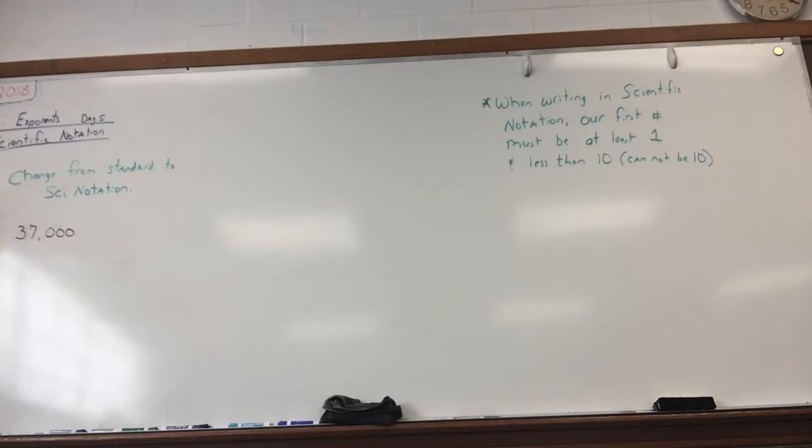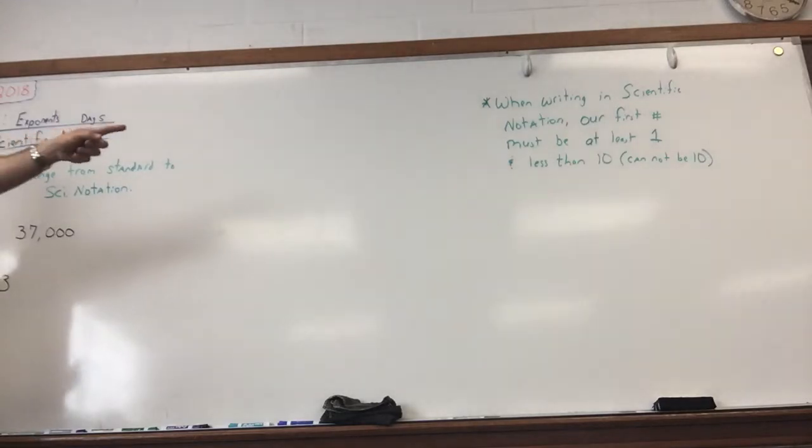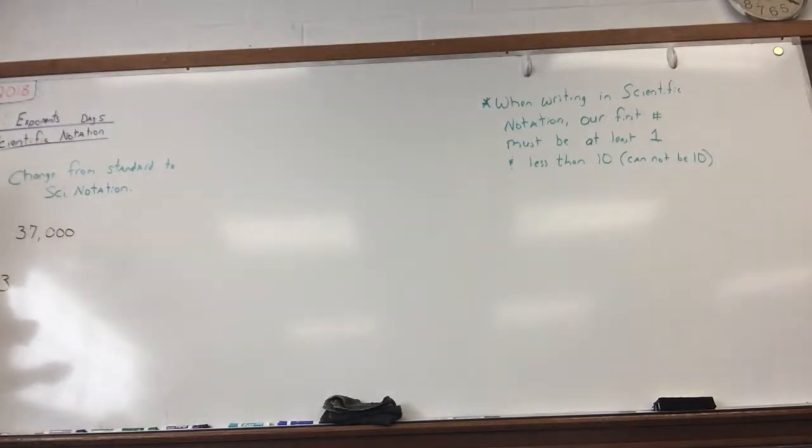So as I look at 37,000, we're going to use one of these numbers to start it off. Which number has to be first? 3. Because 3 is at least 1. It's 1 or greater, but it's less than 10. Now I need to put a decimal somewhere. Where am I going to put that decimal? Andy? Right behind the 3. Yeah, between the 3 and the 7. I want to make it 3 and 7/10. Okay, still with me?